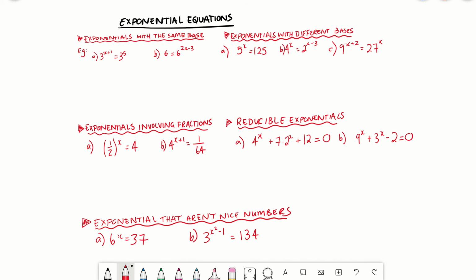Hello, Year 11. So today we are looking at our exponential equations. Now there's 5 different types that I've summarized it into.